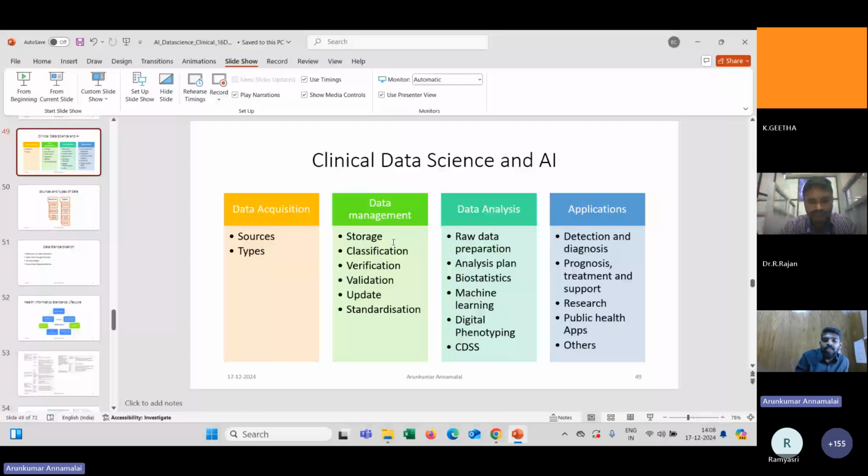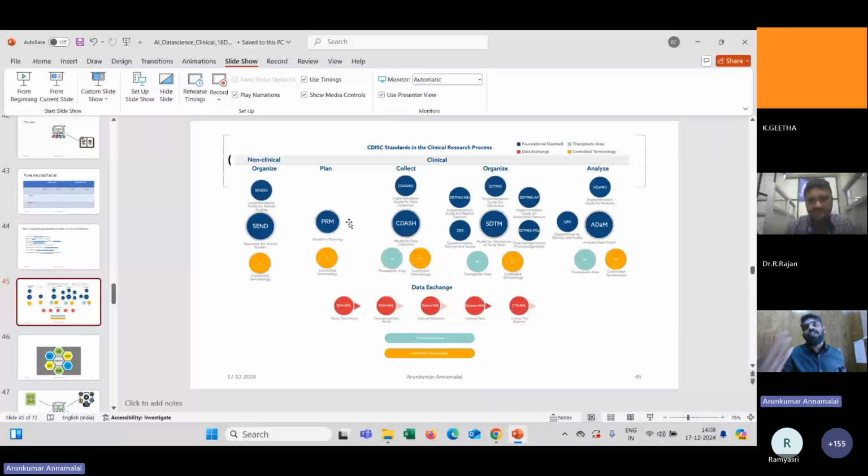When it comes to digital data, there are specific rules for data storage practices. Then how do you classify data? How do you verify data? How do you validate data? How do you update data? And how do you standardize data? For each and every step, you have rules. Like I showed you here, all these steps fit into the data storage, data management, and then data retrieval, and how data should be verified, validated, updated, everything for each and every step.